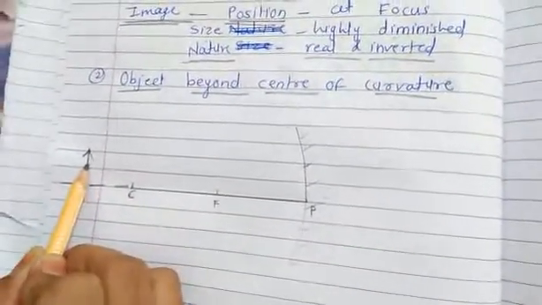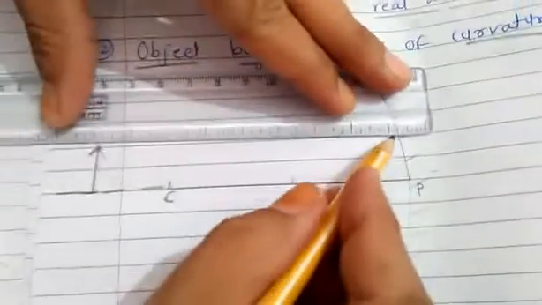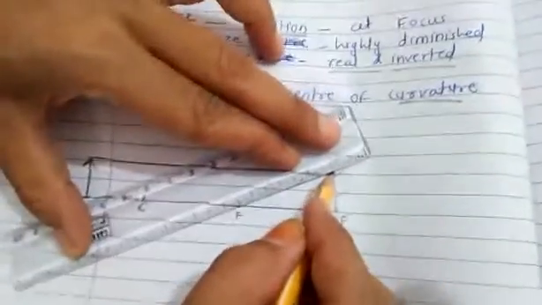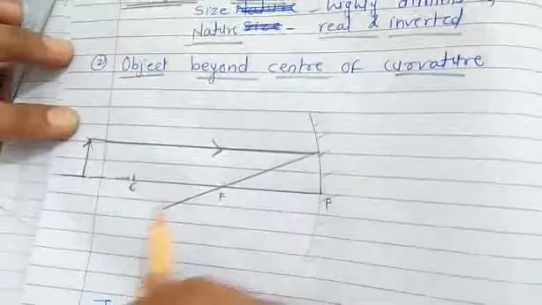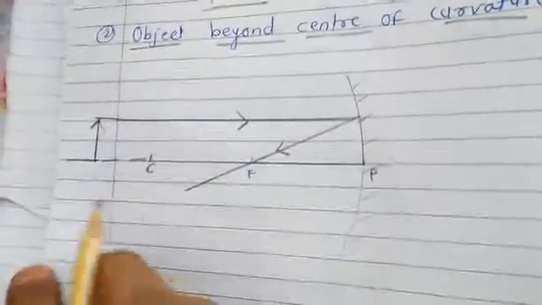Now we have to follow the rule. Here the first rule is the same; the second rule may change every time, but the first rule is the same. What is the first rule? First ray parallel to the principal axis, after reflection, passes through the focus. And the second ray always passes.